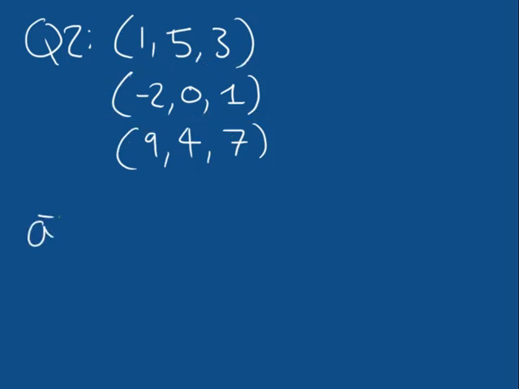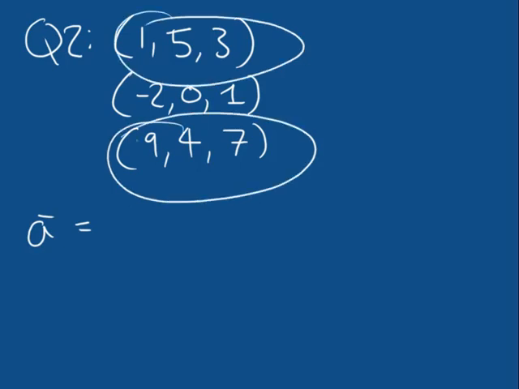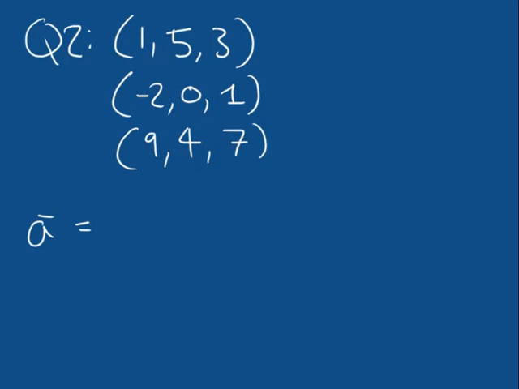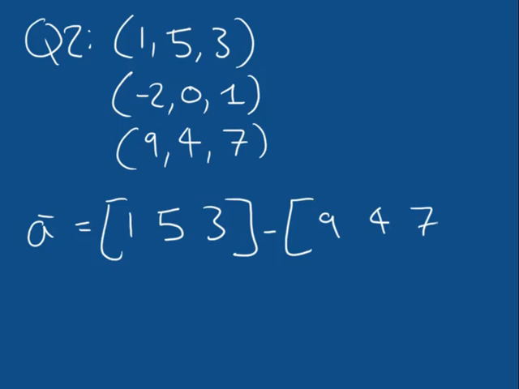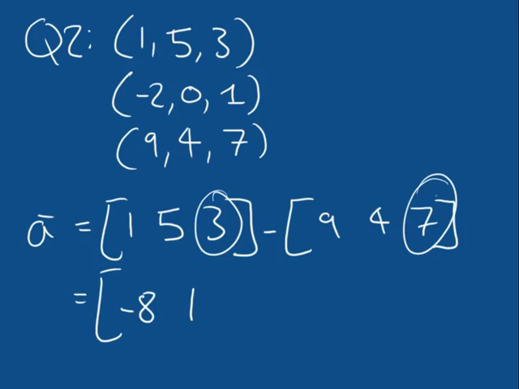So that means my first vector A is equal to this point minus our third point, because it goes from our third to our first, so it's this one minus this one. Again, we saw that in our position vector video, so 1, 5, 3 minus 9, 4, 7, which is equal to 1 minus 9 is minus 8, 5 minus 4 is 1, and 3 minus 7 is minus 4.